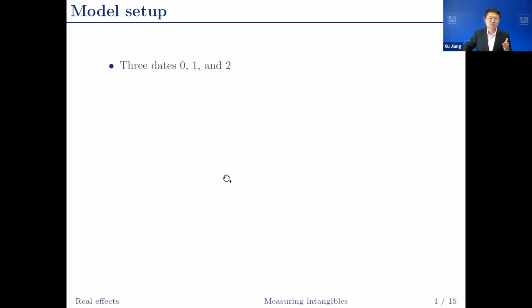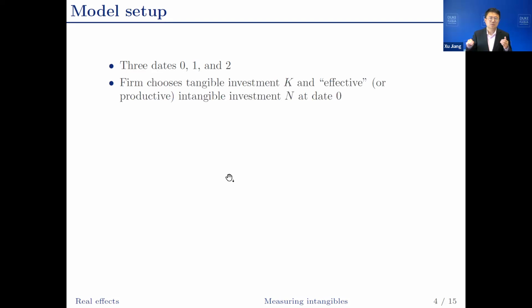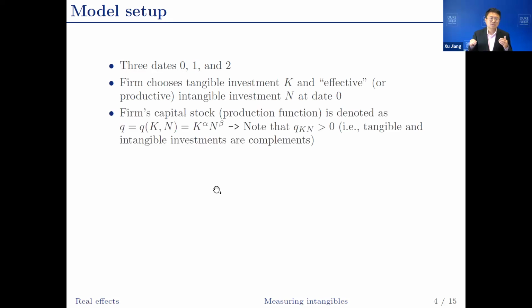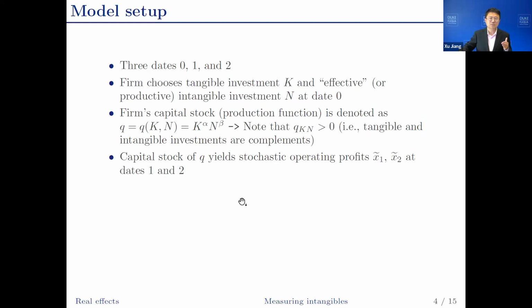As in real effects models, there are 3 days, 0, 1, and 2. The firm chooses tangible investments, K, and effective or productive or targeted intangible investment, N, at day 0. The actual expenditure, as we're going to see, is going to be different. K and N determine the firm's capital stock based on a Cobb-Douglas production function. That means tangible and intangible investments are complements. It means more tangible investment increases the productivity of intangible investments and vice versa.